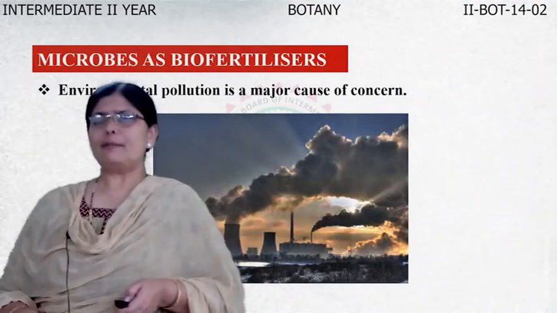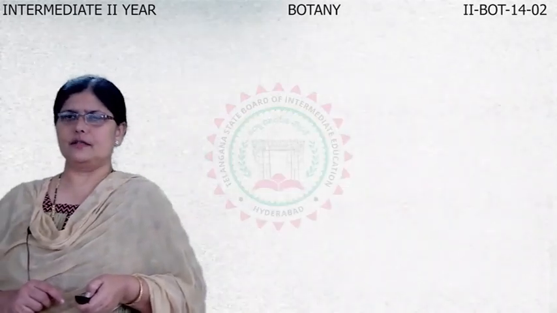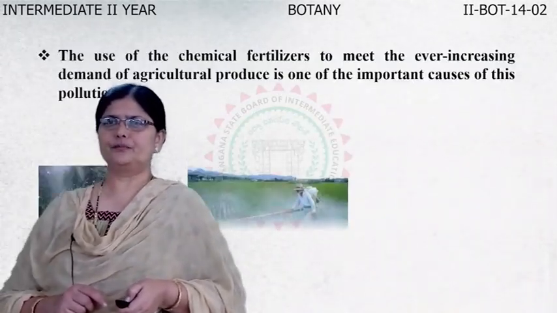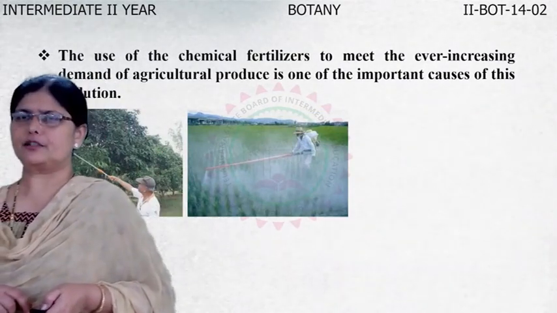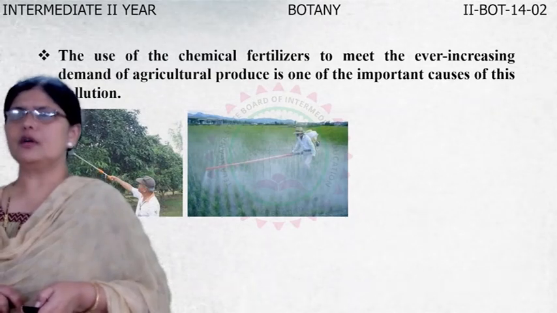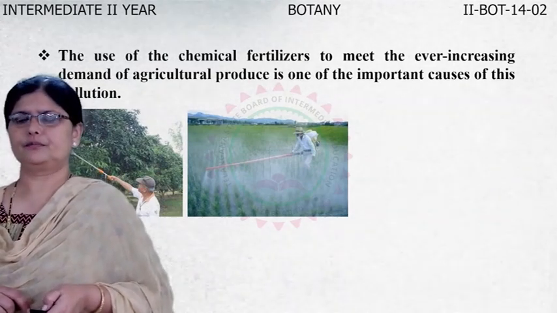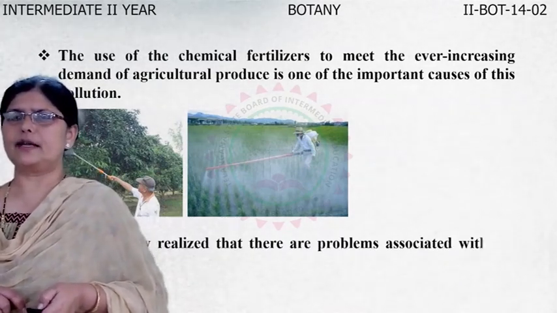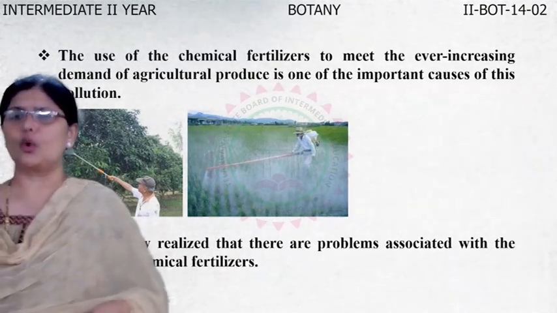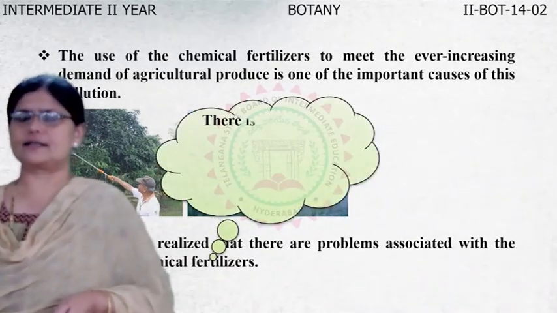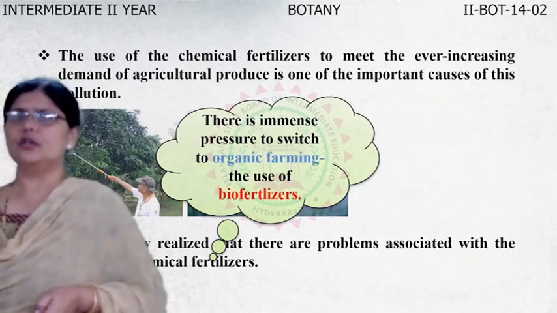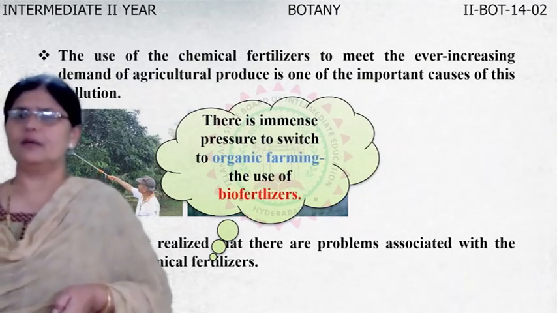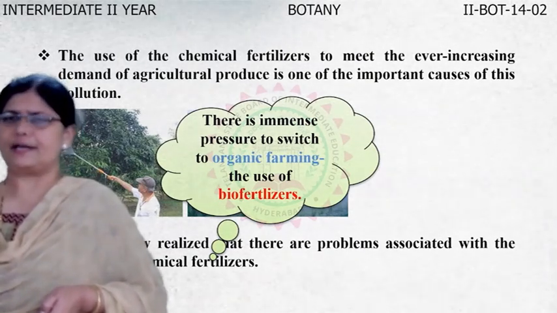We all know environmental pollution is a major cause of concern in today's scenario. The use of chemical fertilizers to meet the ever-increasing demand of agricultural produce is one of the major causes of this pollution. We have now realized that there are various problems associated with the overuse of chemical fertilizers. Now, these chemical fertilizers give immense pressure to switch to organic farming by using the biofertilizers.